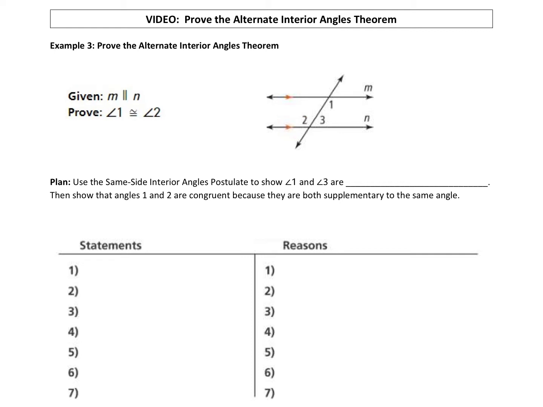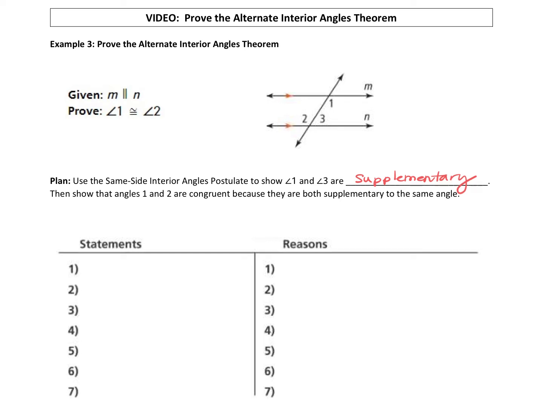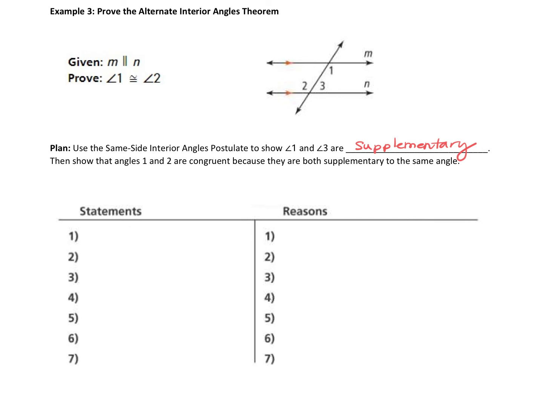So sometimes it's nice to think about your plan. How are you going to get there? So we're going to use the same side interior angles postulate to show that angles 1 and 3 are supplementary. Then we're going to show that angles 1 and 2 are congruent because they are both supplementary to the same angle. All right, so let's work this one out.